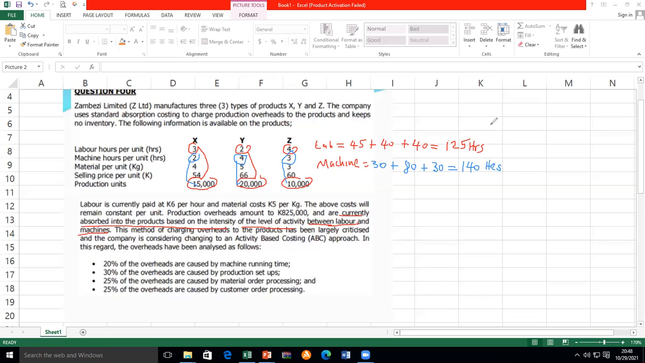So in terms of intensity, our factory uses more what? Machine hours. Are we together? This was a tricky one. So then your overhead absorption rate is your 825 divided by 140,000. So what do you have now?